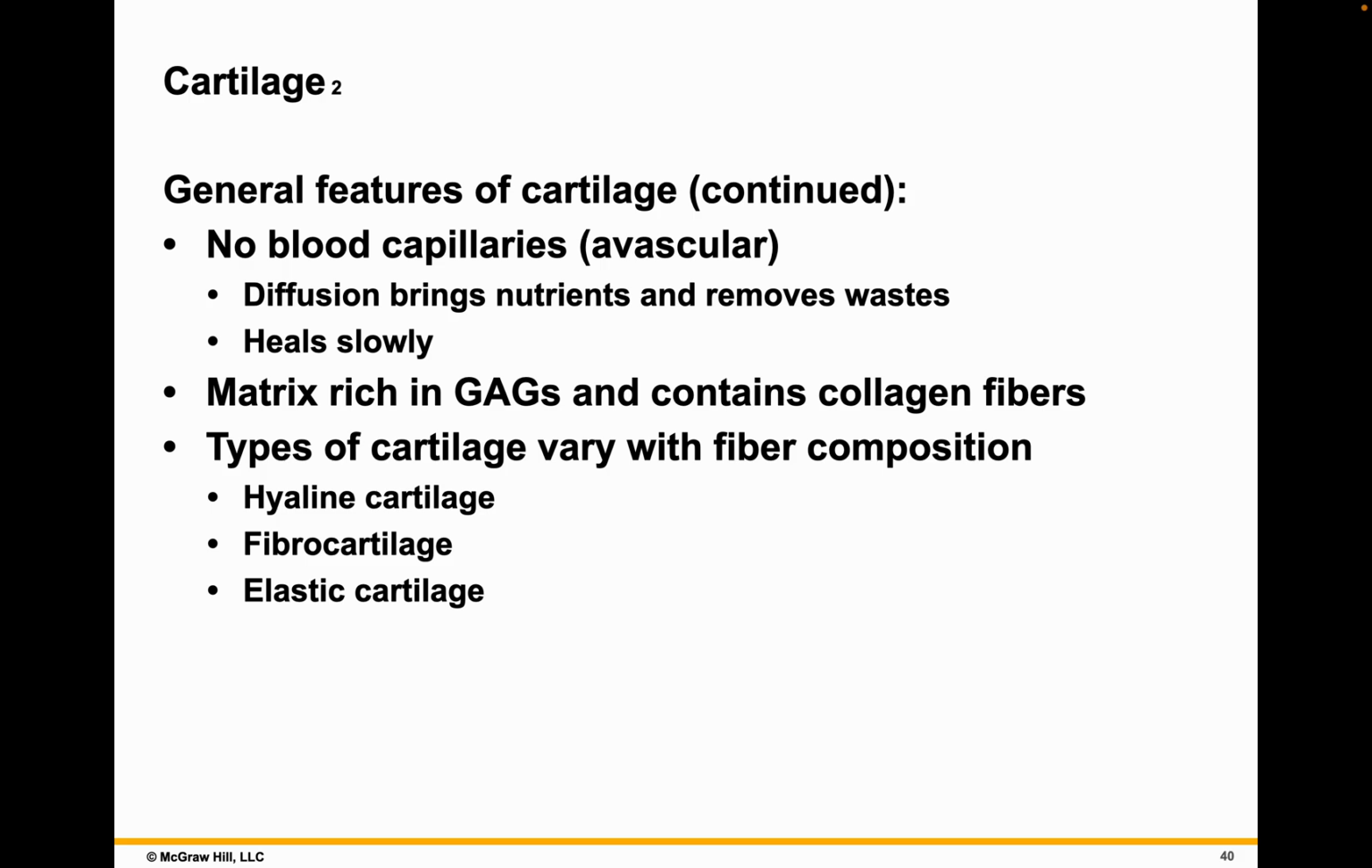There are no blood capillaries. Cartilage is avascular. Diffusion is used to bring nutrients and remove waste. It heals very slowly. It's very rich in GAGs and contains collagen fibers. The types of cartilage vary with the various fiber compositions. We have hyaline cartilage, fibrocartilage, and elastic cartilage.